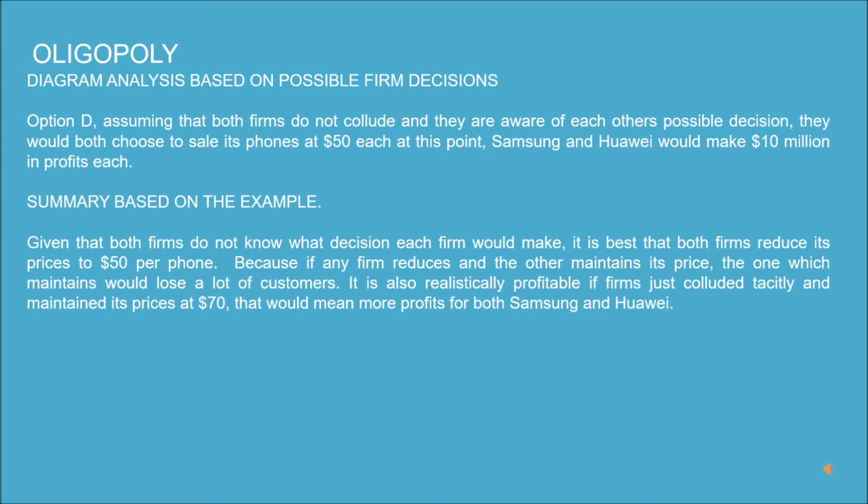Summary based on the example. Given that both firms do not know what decision each firm would make, it is best that both firms reduce their prices to $50 per phone. Because if any firm reduces and the other maintains its price, the one which maintains would lose a lot of customers. It is also realistically profitable if firms just colluded tacitly and maintained their prices at $70. That would mean more profits for both Samsung and Huawei.